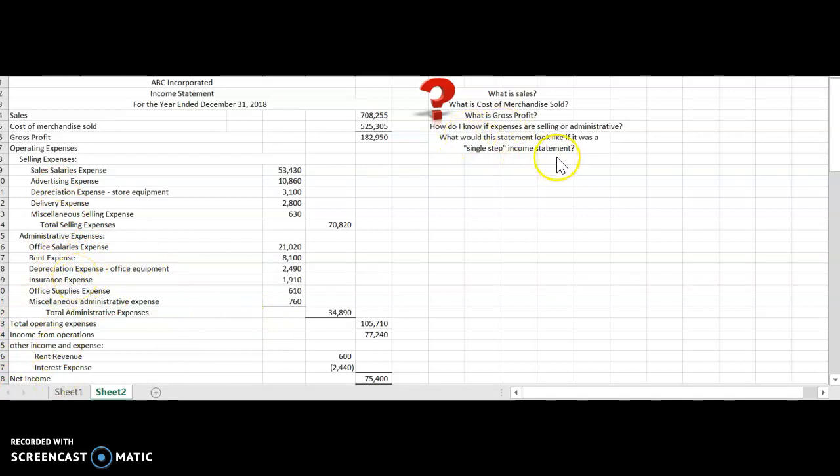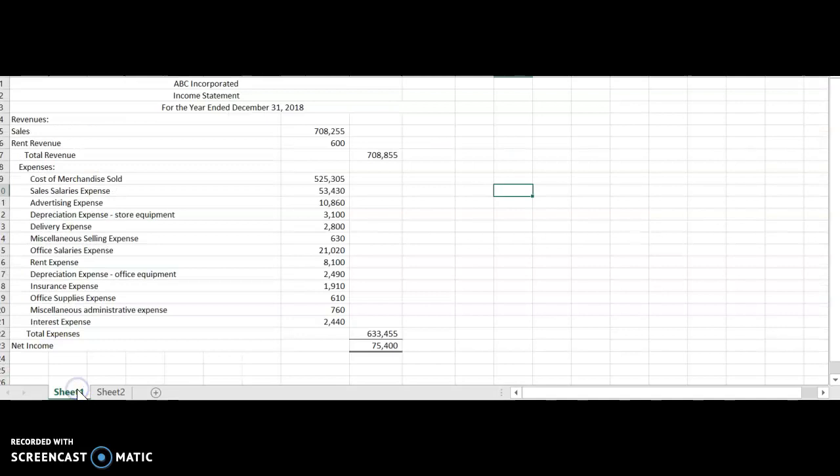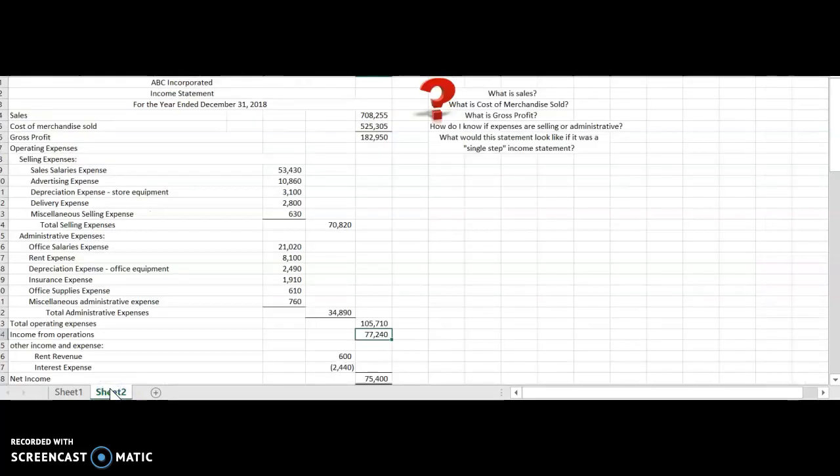And then finally, what would the statement look like if it was a single step income statement? It would look like this. It would still have the same bottom line net income. It would just not be broken down into those subtotals. And now we have gone over the parts of a multi-step income statement.